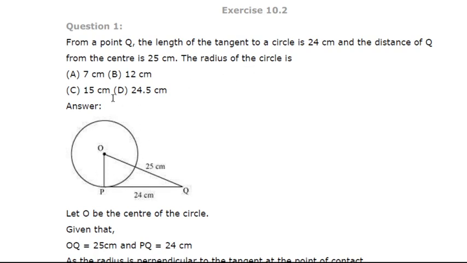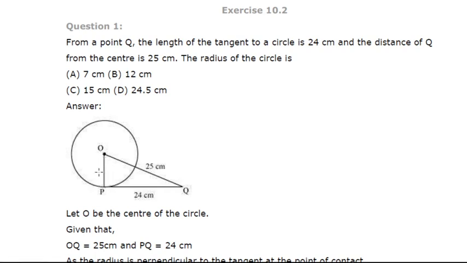This is your circle. Point Q is outside and the length of the tangent to the circle is 24. This is your tangent and its length is 24. And the point Q, its distance from the center is 25. You need to find this length, the radius. One thing you know is that the tangent is always perpendicular to its radius.